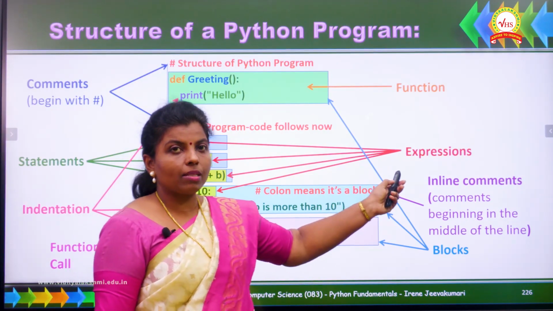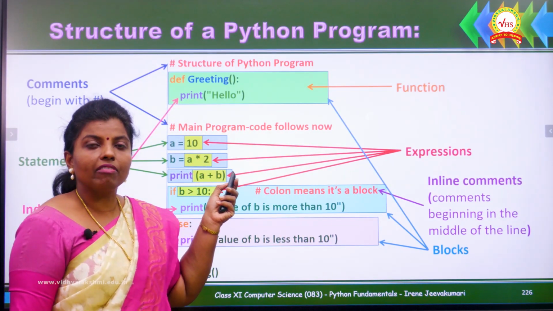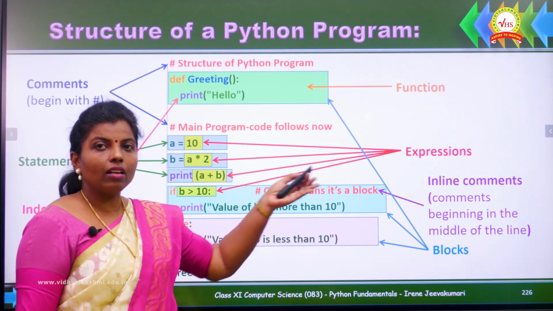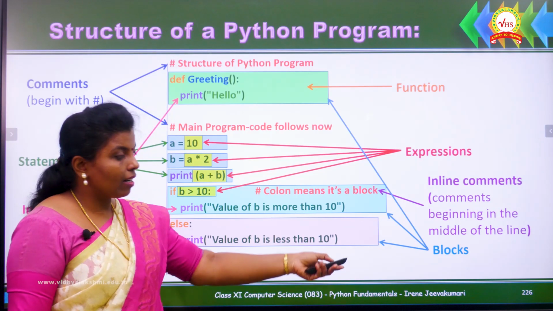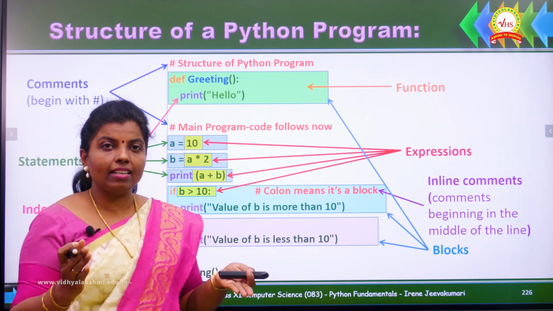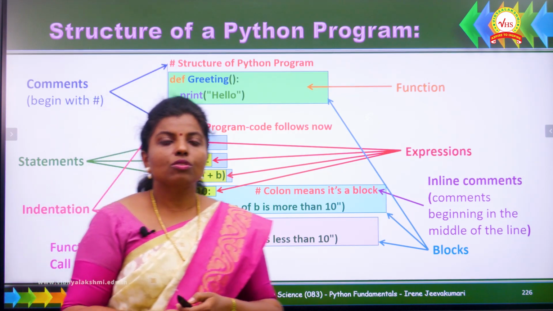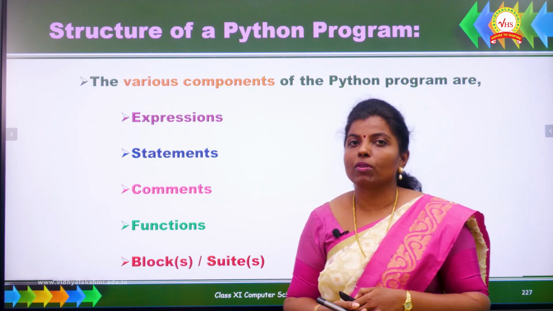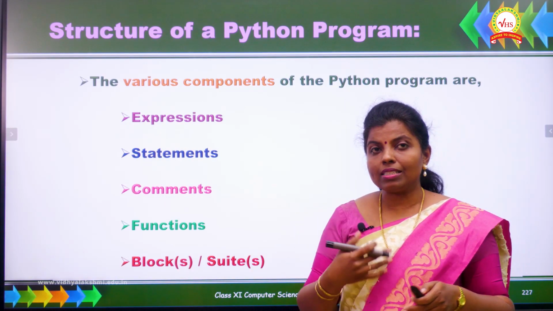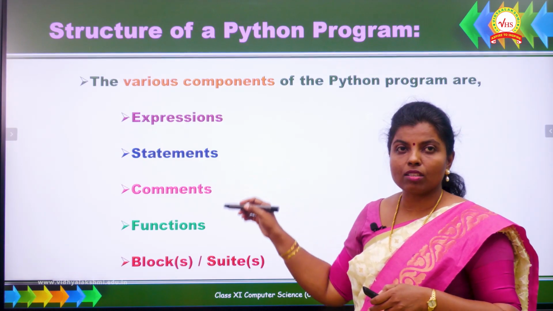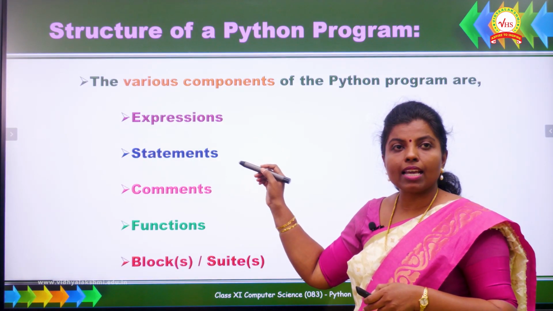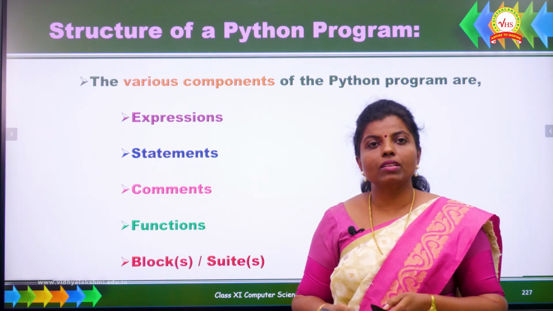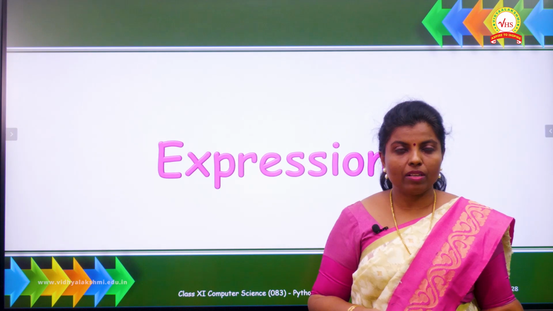Also we have learned about expressions. Expressions are the valid combination of literals and or variables and the operators together. And also we have learned about blocks. The set of indented statements are referred to as a block. So these are the things we have learned. So let us move on to learn about the various components of a Python program. Through the sample program we have learned about these components. They are expressions, statements, comments, functions, block or suite. So these are the components we have learned. Let us learn all these components one by one.